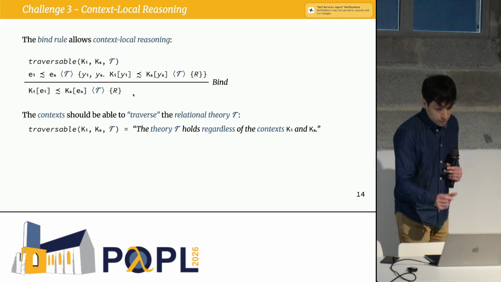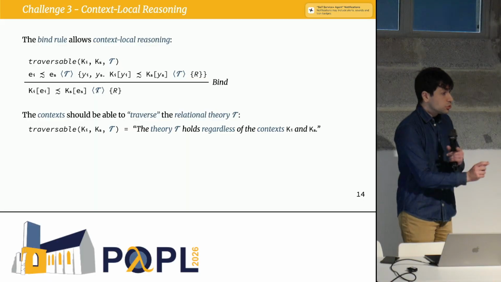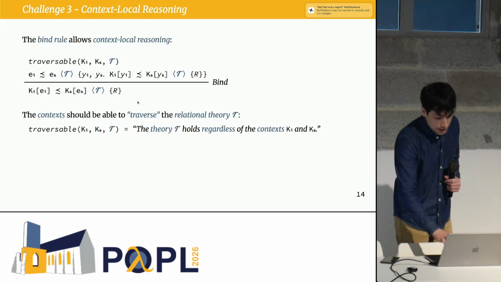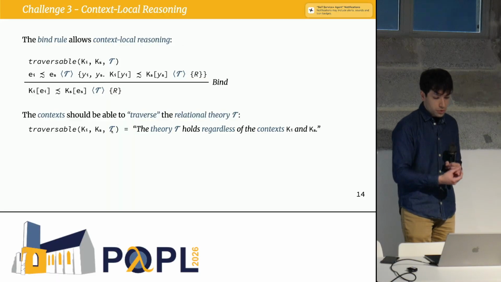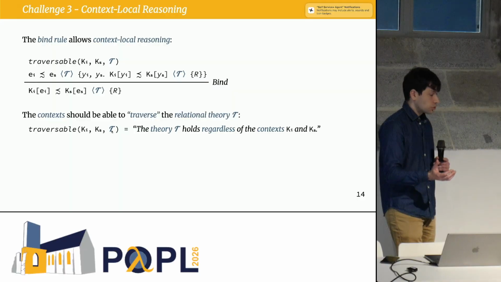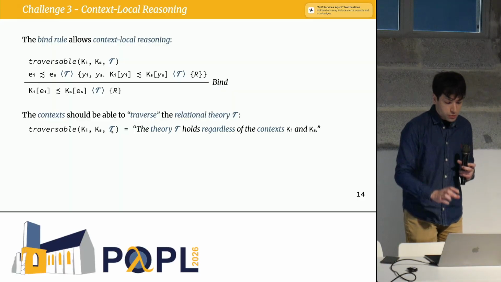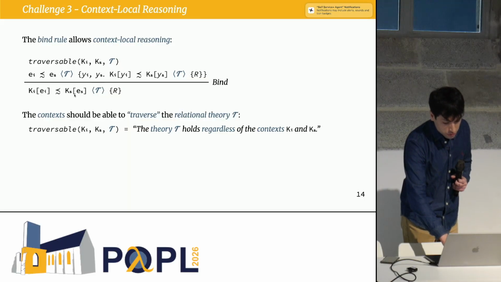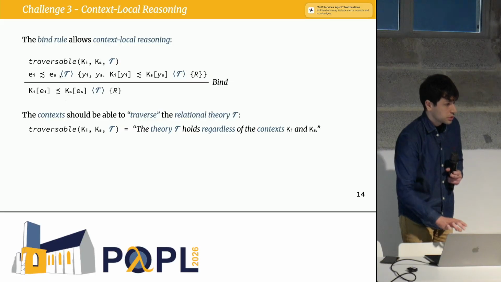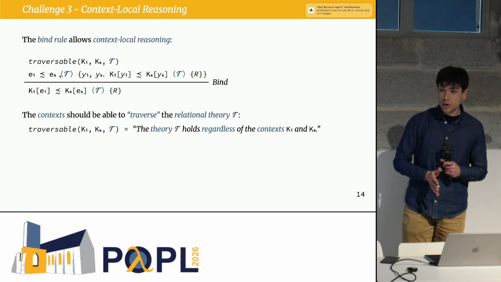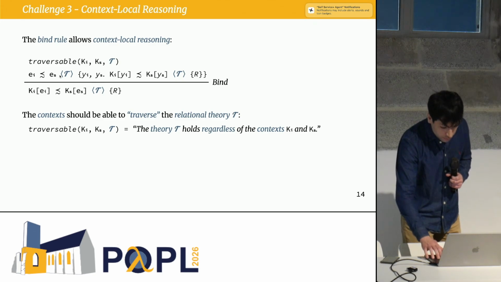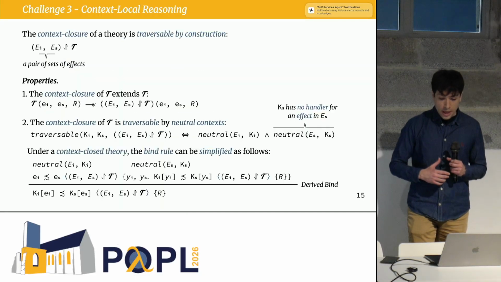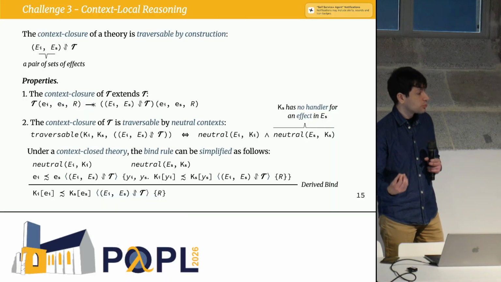One intuition is that it allows us to commute a theory with a pair of contexts. Another intuition is that a theory is traversable for a pair of contexts if it holds regardless of this pair of contexts. That's what allows this rule to be sound, and when we focus on this pair of expressions, we can ignore this pair of contexts and still have this theory. I'm not going to give the definition of what traversable is, but what I can say is that not all theories are traversable. Thankfully, the logic has a mechanism to make theories traversable by construction.